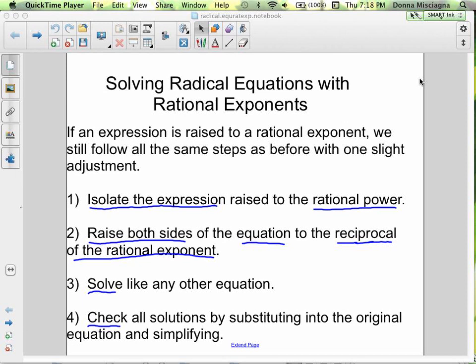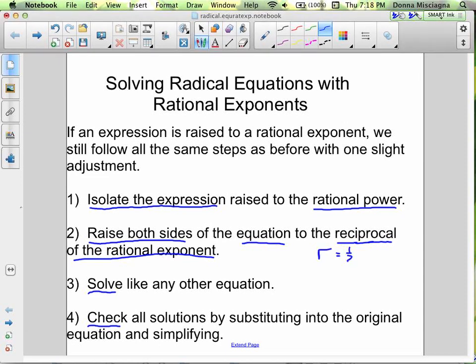So here are our steps. Just like before, we're going to isolate the expression raised to the rational power. We're going to raise both sides of the equation to the reciprocal of the rational power. So, for instance, if this was my radical, a square root, that's equal to 1/2. What would undo 1/2? Squaring. Squaring undoes a square root. So we're going to use the reciprocal exponent to undo our exponent.